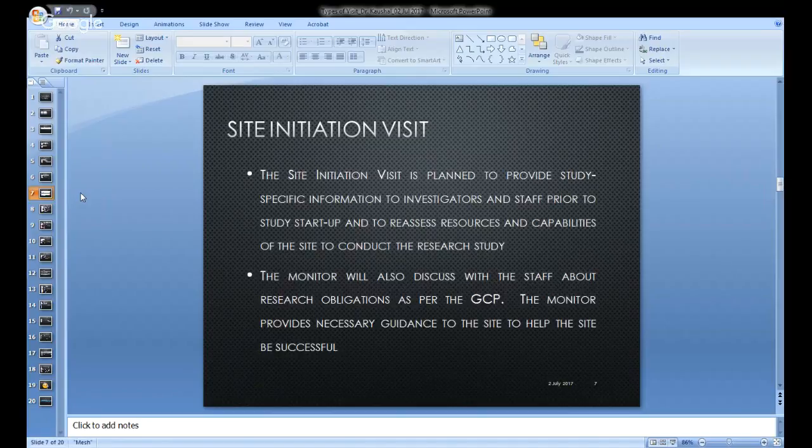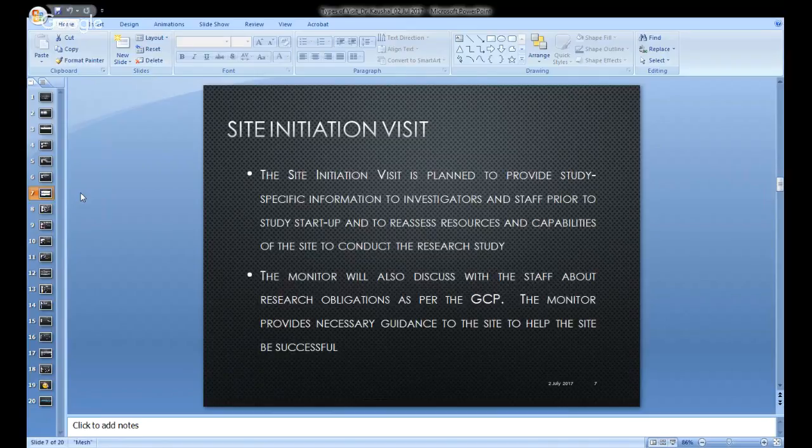The things might have changed from the site selection to site initiation. The time from site selection to site initiation can be 1 month, can be 2 months, or can be a couple of days, depending on the approvals that you receive. Going ahead, the monitors will also discuss with the staff about research obligations as per the GCP. Monitor will provide the necessary guidance to the site to help the site in being successful.